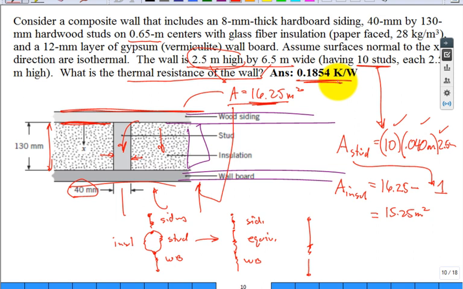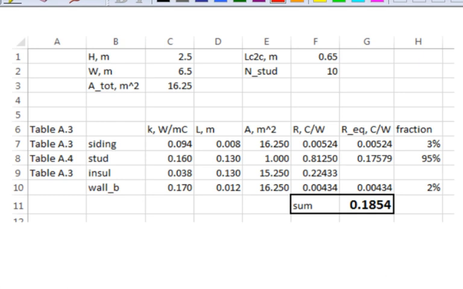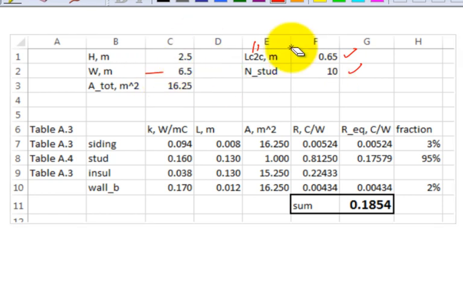On the next sheet, I show it in Excel format to lay it out. So I just put in what is my H and width of the wall. I multiply those together in Excel. There's my total area. And then what's my distance center to center for the stud that was given in the problem statement? 0.65. How many studs do I get? Well, you take center to center and you divide the width of the wall, you'll get 10. See that? You get 10 studs.